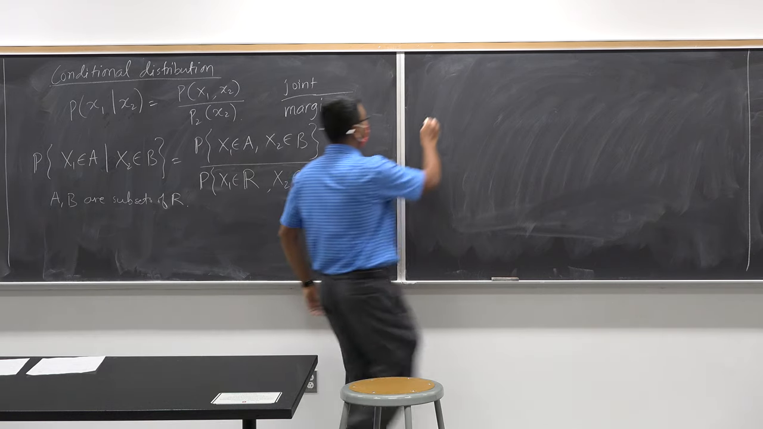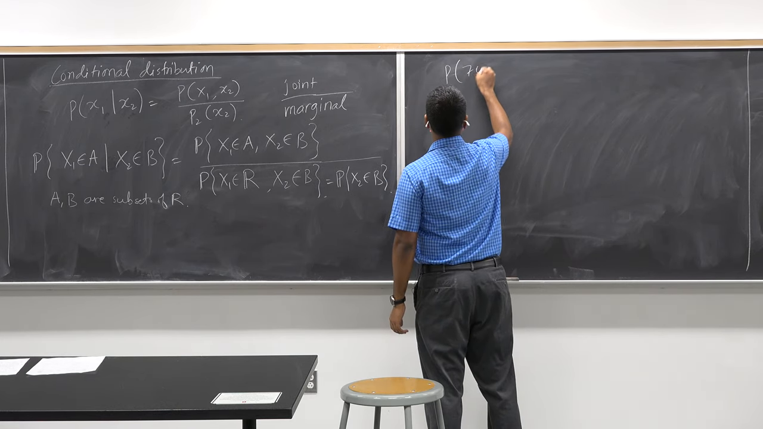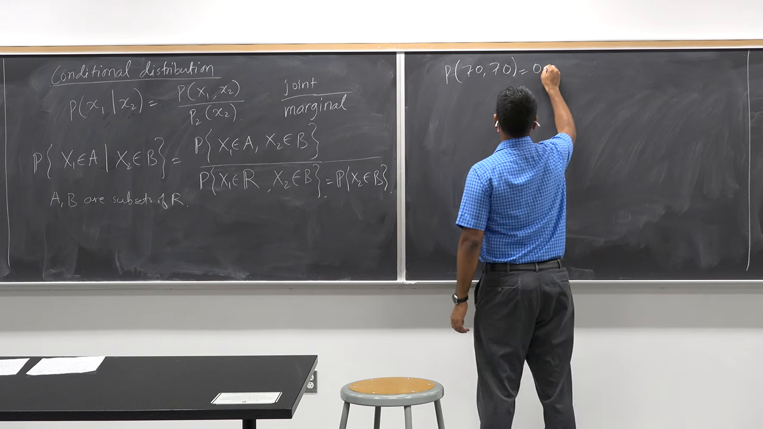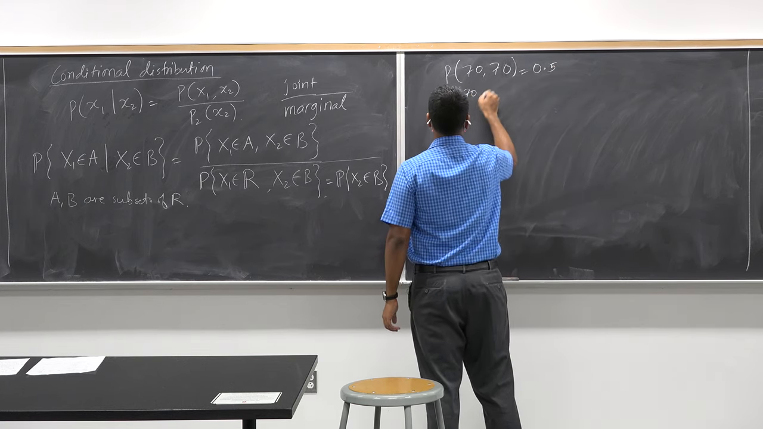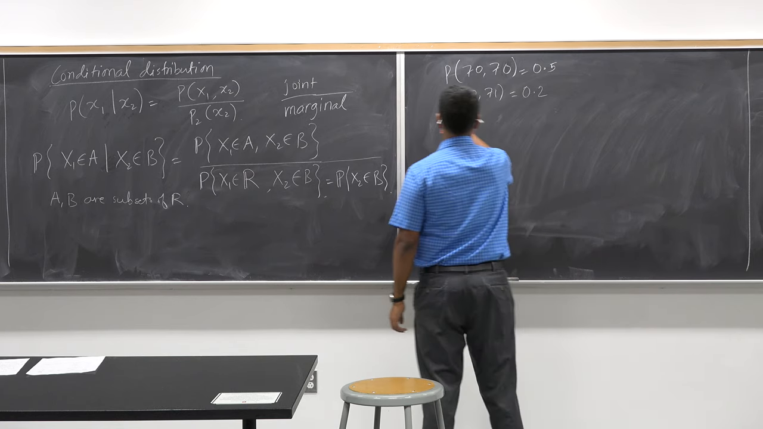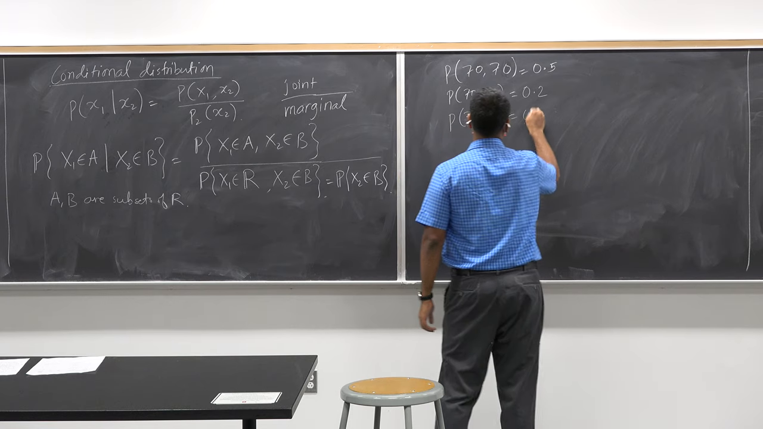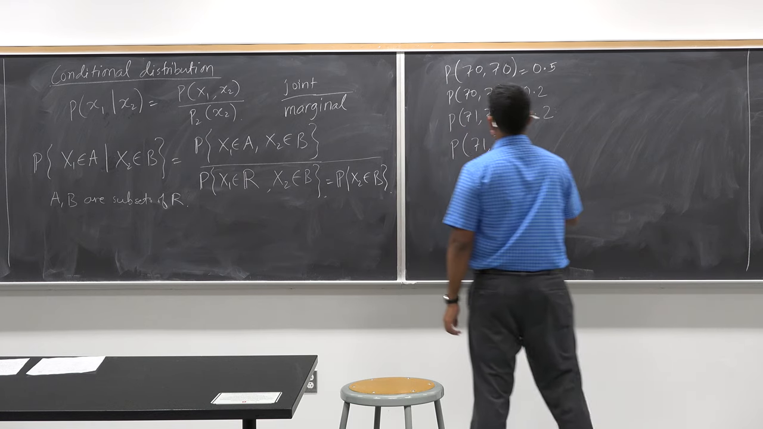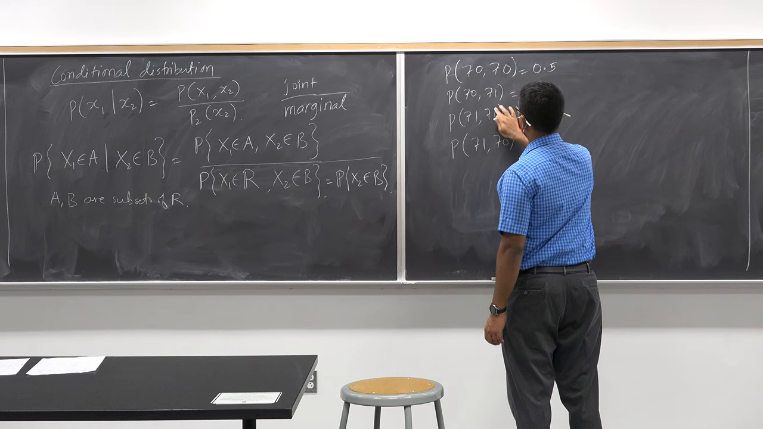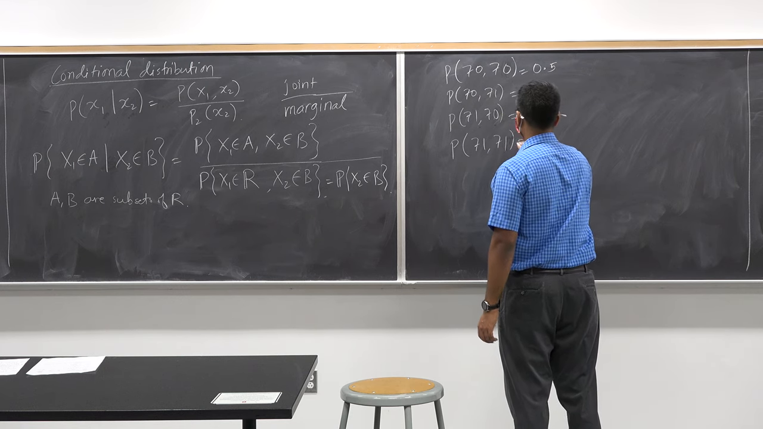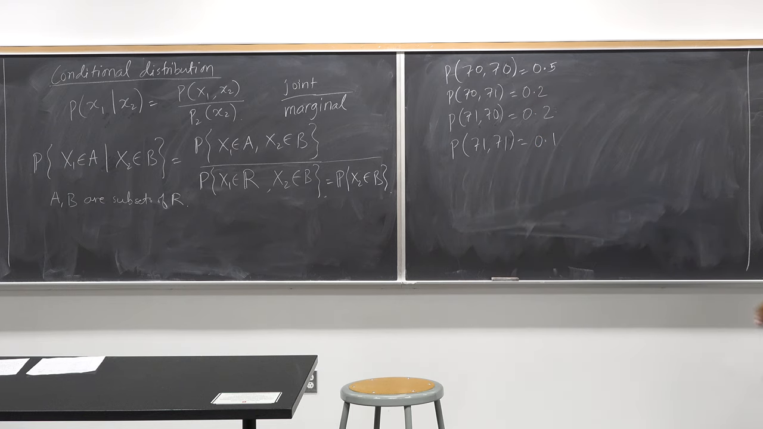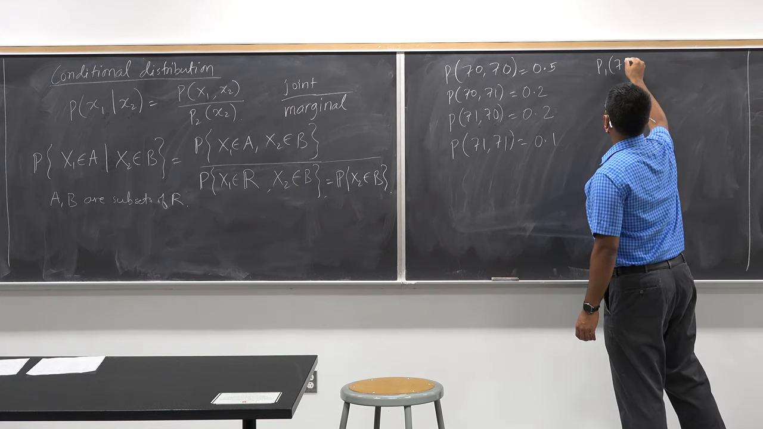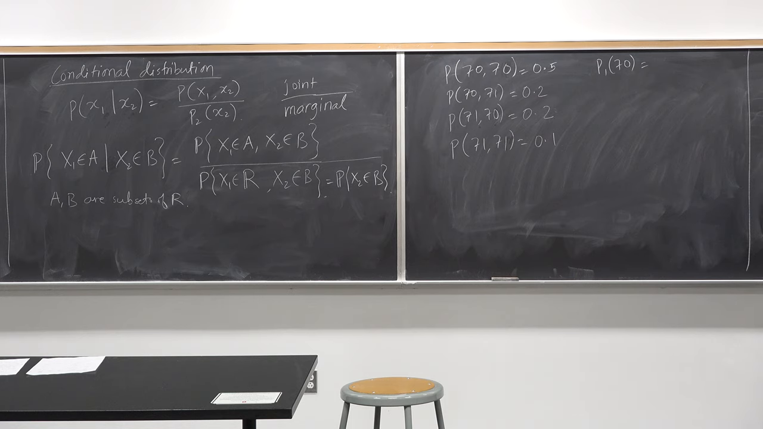Let me again go back to our temperature example. If P of 70-70 is 0.5, P of 70-71 is 0.2, P of 71-70 is 0.2, and P of 71-71 is 0.1. Let's say this is what my probability distributions look like, the joint distribution between the temperature of the two rooms. Then what is the P1 of 70? What's the marginal on 70?